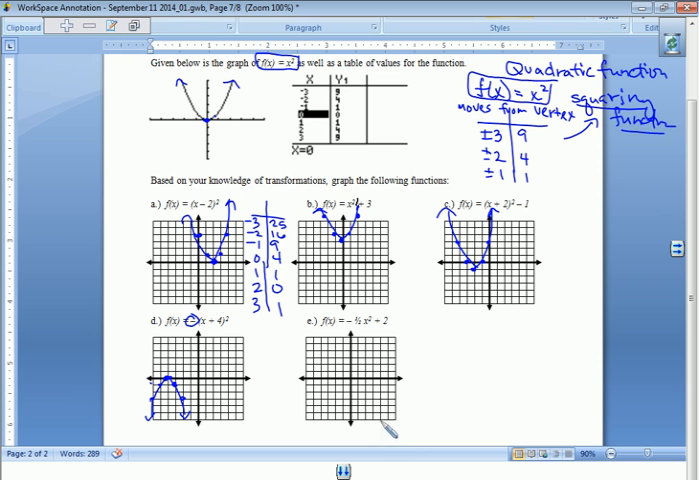All right. What do you think about this? It's all right? Okay. I like this. All right. So tell me about the shifting. What kind of shifting? Where can I find my vertex?